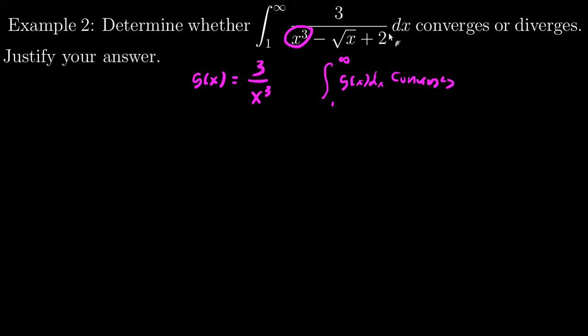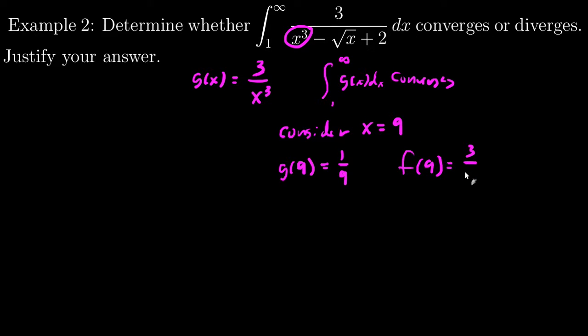But unfortunately, this is not always smaller than that. So consider, let's say, x equals 9. That'll work out. 3 over 9 cubed, which is 3 over 27, so g of 9 will equal 1/9. Whereas f of 9 is going to be 3 over 27 minus 3 plus 2, which is going to be 3 over 26, which is actually slightly bigger.